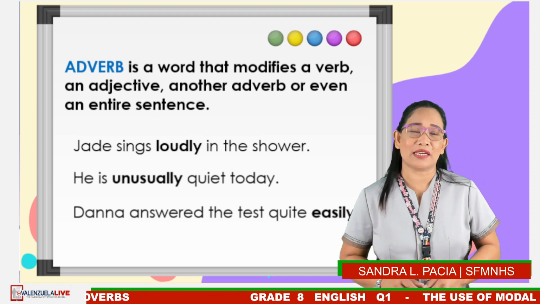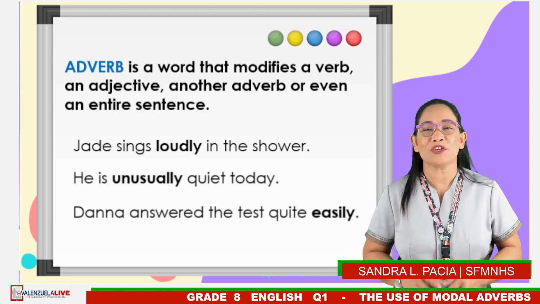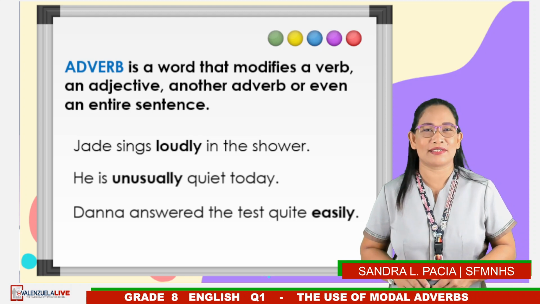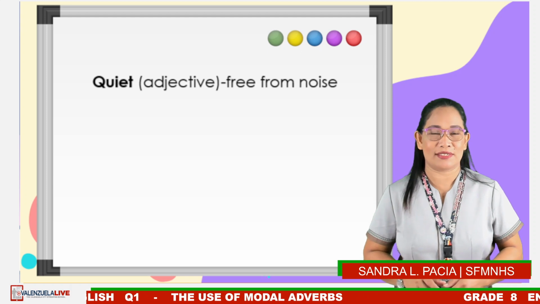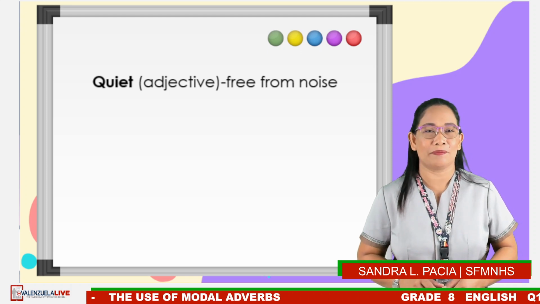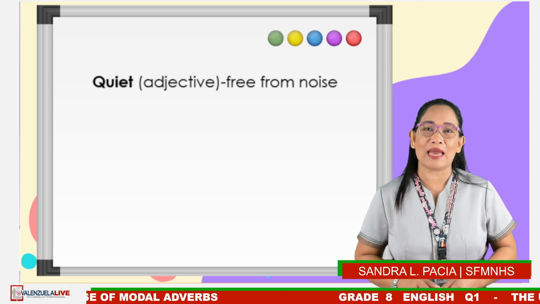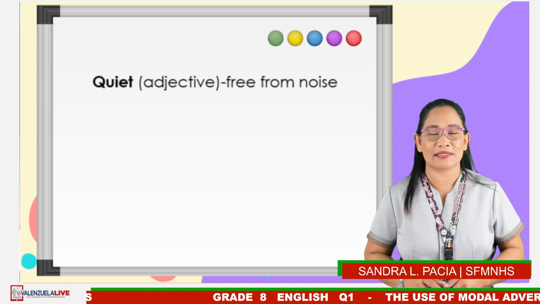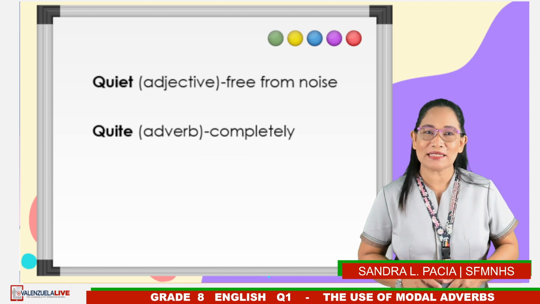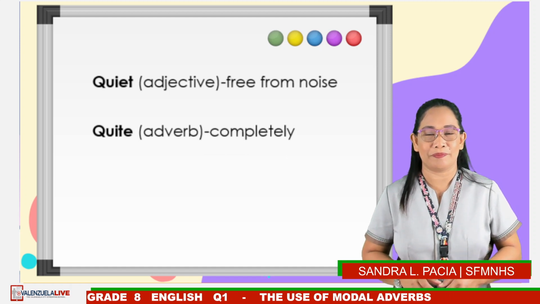You might be wondering about these words, quiet and quite. What's the difference? When we say quiet, it means free from noise, which is an adjective. It can also be a noun, an adverb, or a verb, depending on how it will be used in a sentence. Quite means completely, which is an adverb.